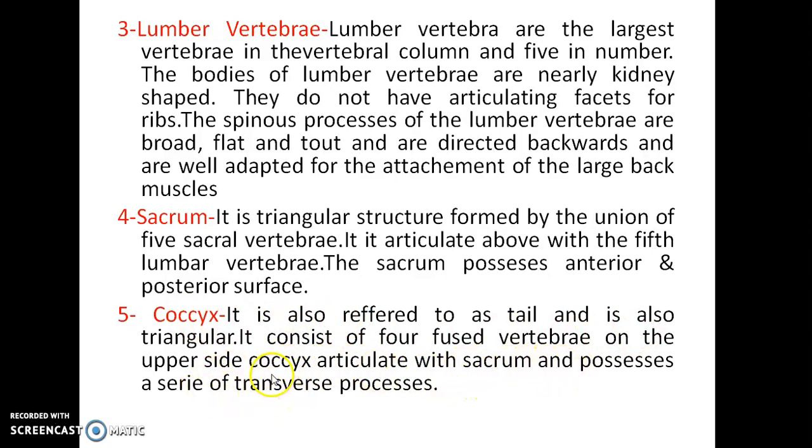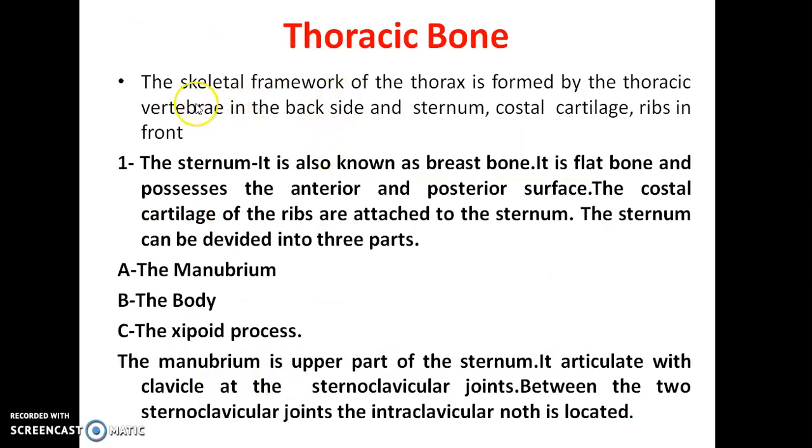of transverse processes. Thoracic cage: this is the thoracic cage, which is a skeletal framework of the thorax, formed by the thoracic vertebrae in the back side, and the sternum, costal cartilage and ribs in the front. Sternum is also known as the breastbone. It is a flat bone, possessing an anterior and posterior surface. The costal cartilage and ribs are attached to the sternum.